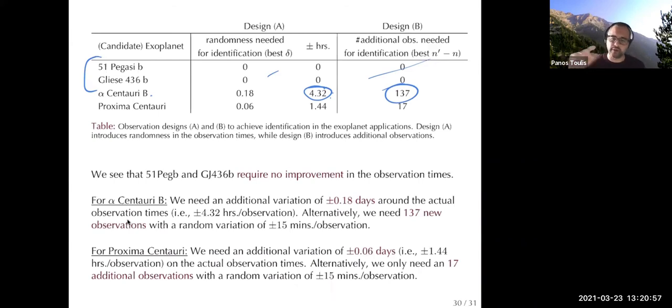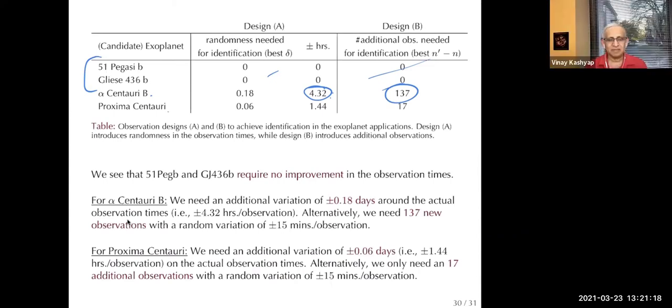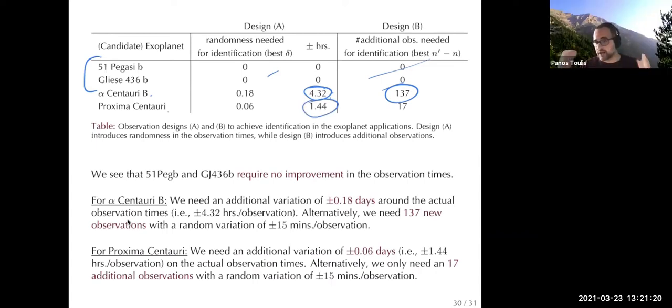Or if you can allow for a little bit of randomization in your observation times, you just need 137 new observations. That's a pretty large number compared to the original sample size, which is 190 or something like that. So this is telling you that if the 3.24 signal is real, then you need that additional number of observations to identify it. The numbers for Proxima Centauri are much better. You need a 3-hour window of randomization, or an additional 17 new observations. And if you want to increase the randomization a little bit, this number could be 15 or even 10.